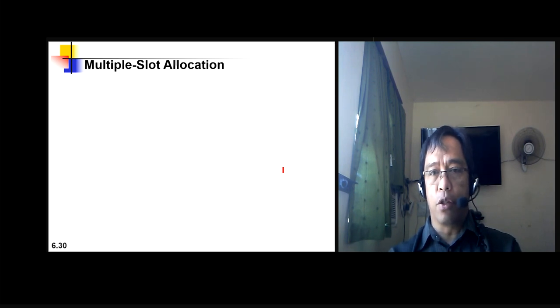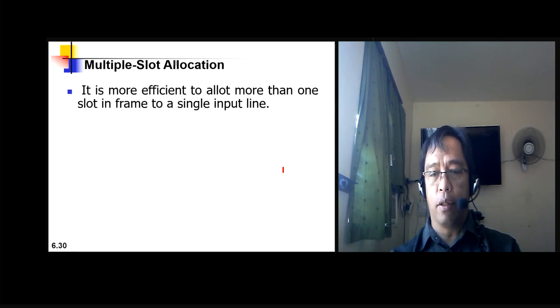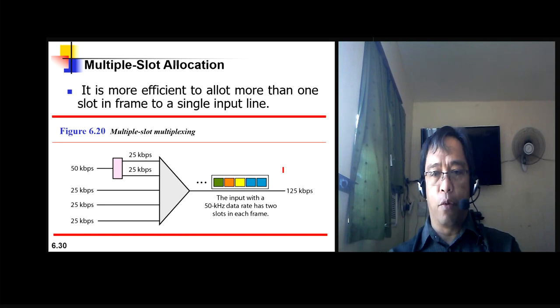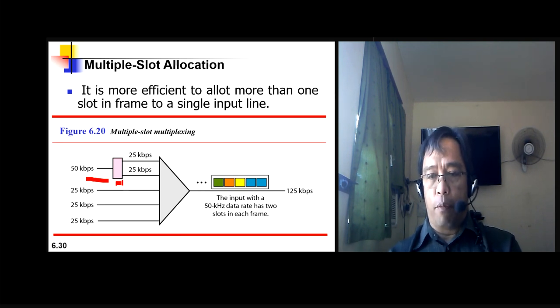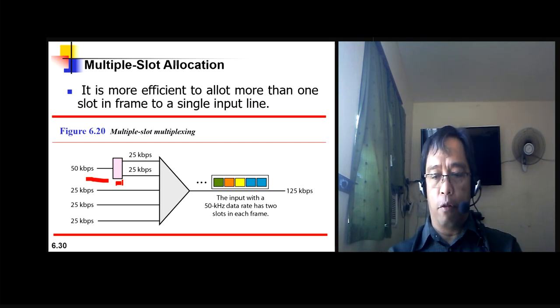Multiple slot allocation. Sometimes it is more efficient to allot more than one slot in a frame to a single input line. For example, we have an input line that has a data rate that is a multiple of another input, as reflected in figure 6.20. The input line of 20 kbps or 50 kbps can be given 2 slots in the output by inserting a serial to parallel converter in the line to make 2 inputs out of 1.